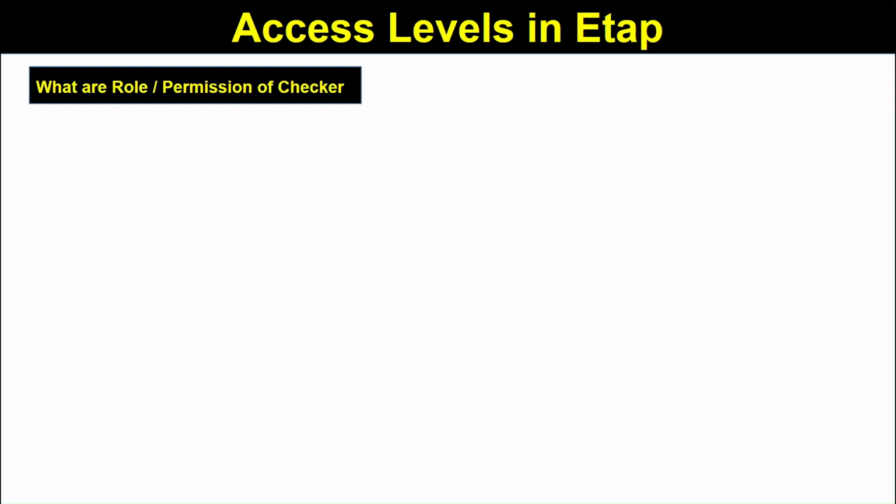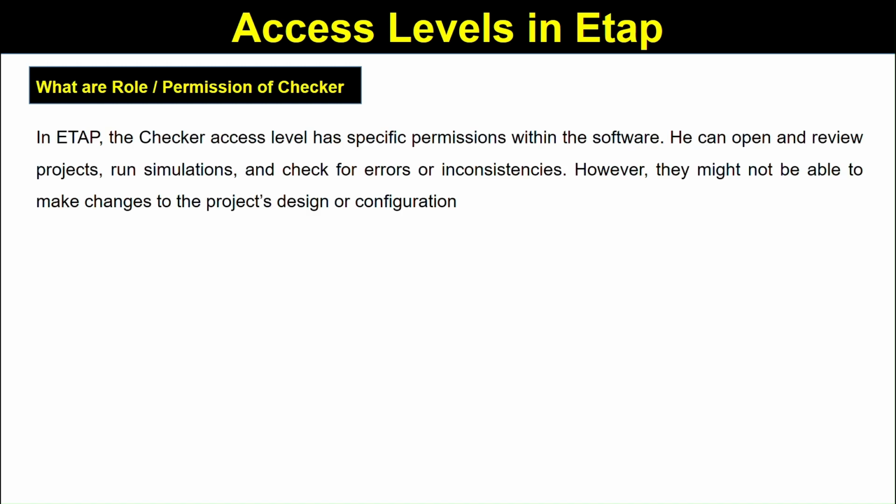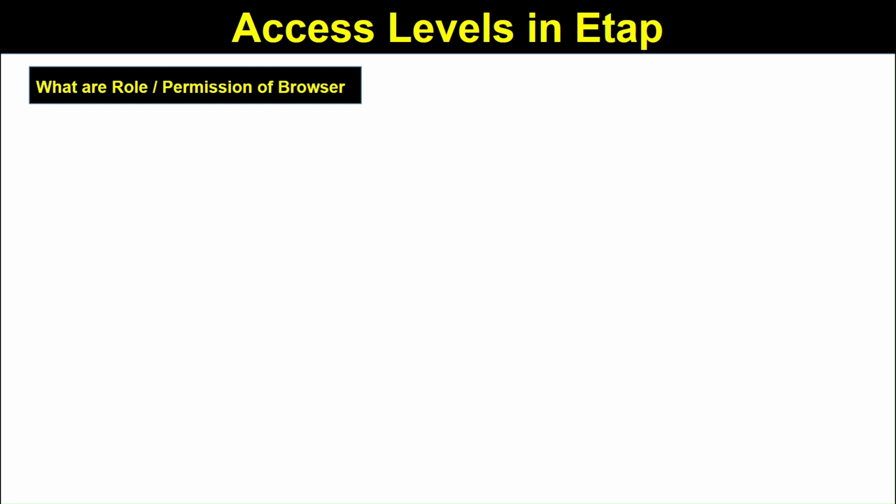What are the roles and permissions of a checker? In ETAP, the checker access level has specific permissions within the software. He can open and review projects, run simulations, and check for errors or inconsistencies. However, they might not be able to make changes to the project's design or configuration.